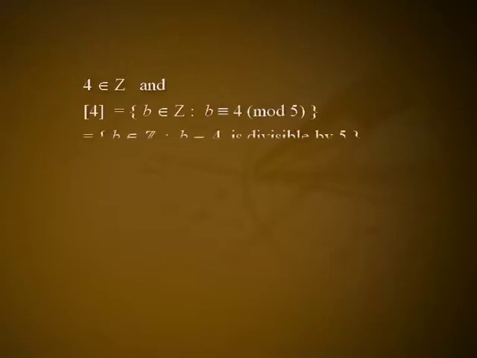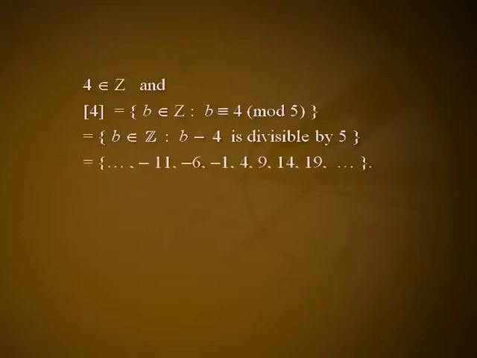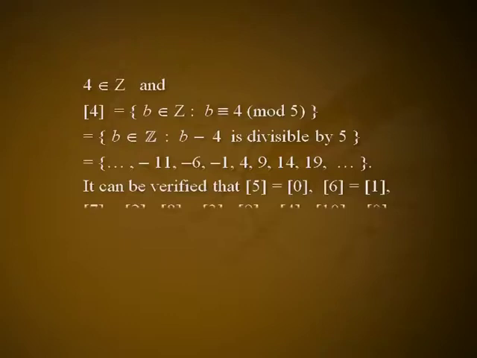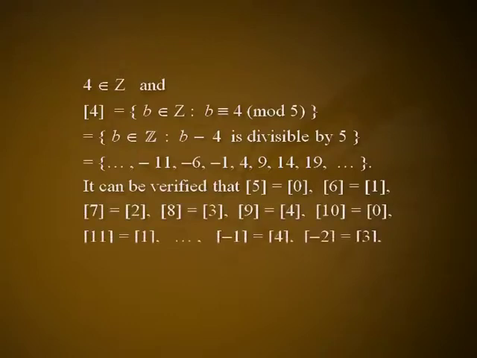4 belongs to the set, and class 4 is equal to the set of all b belonging to the set such that b is congruent to 4 modulo 5, which is equal to the set of all b such that b minus 4 is divisible by 5, which is equal to the set of all, etc., minus 11, minus 6, minus 1, 4, 9, 14, 19, etc.